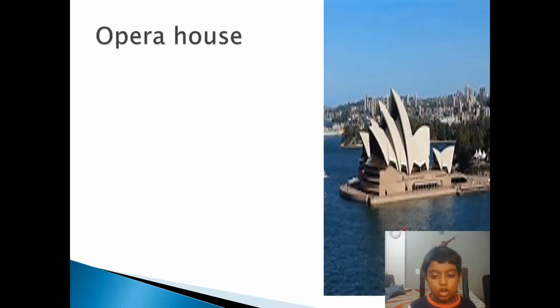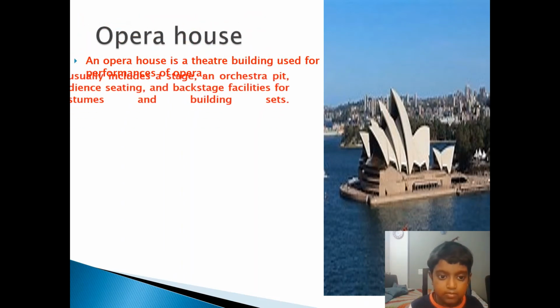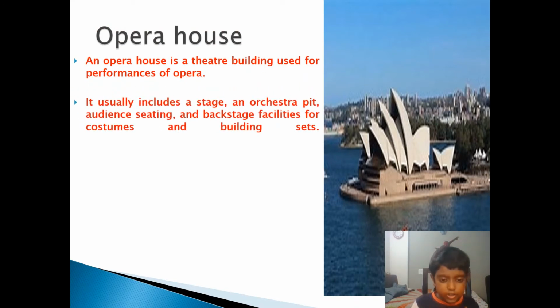Today we are going to learn about the Opera House, friends. An opera house is a theater building used for performances of opera. It usually includes a stage and orchestra pit, audience seating, and backstage facilities for costumes and building sets.